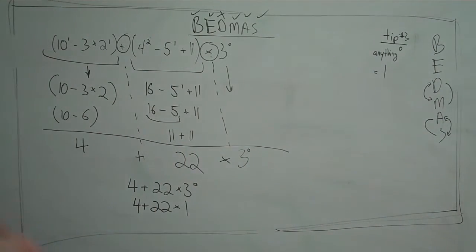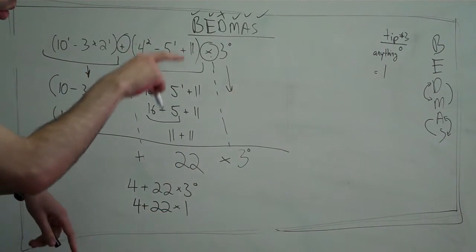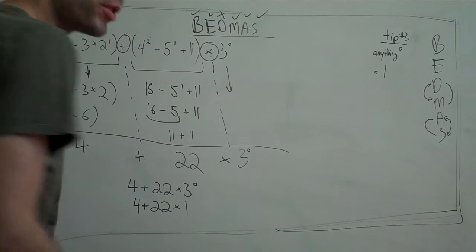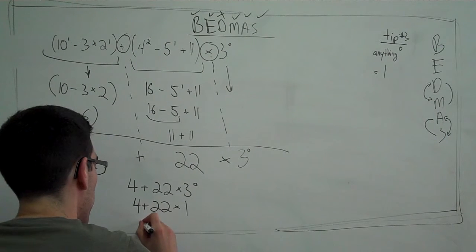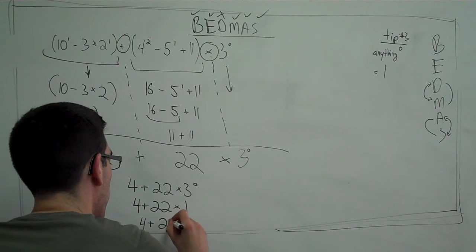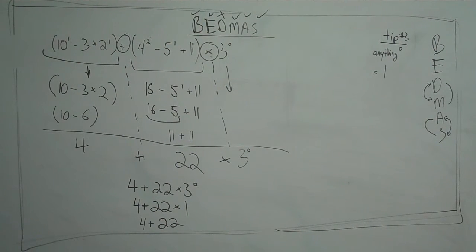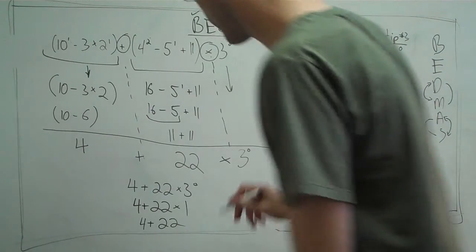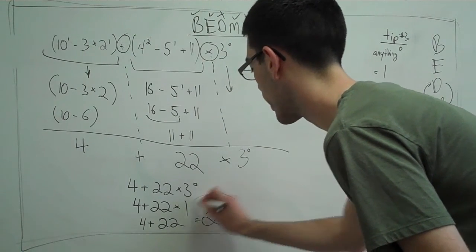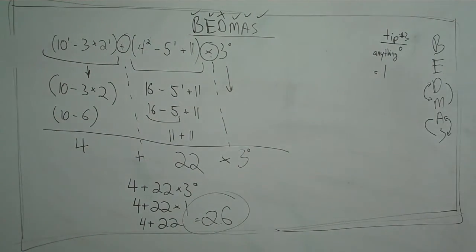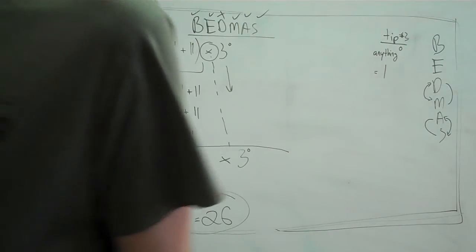So, what comes first? Addition or multiplication? Multiplication. 22 times 1? Well, anything times 1 is itself. Kind of nice. 4 plus 22. That's what we're left with. That's what it all boiled down to. And that's a nice and easy thing to deal with because that is just 26. Okay, so that included 3 tips, what BEDMAS was all about, and a sort of okay explanation of things to the power of 0.